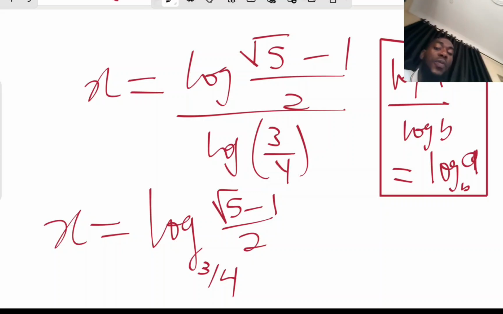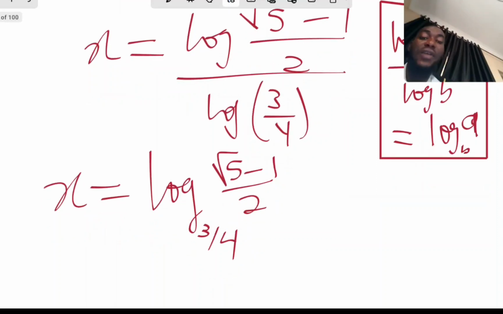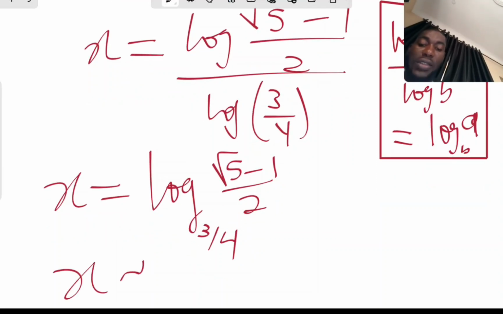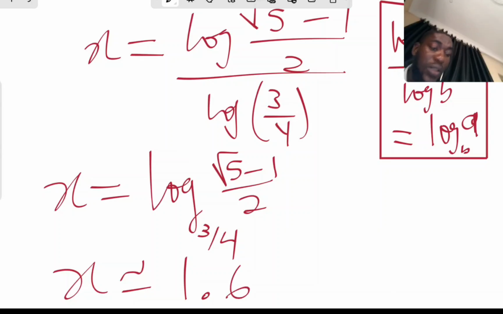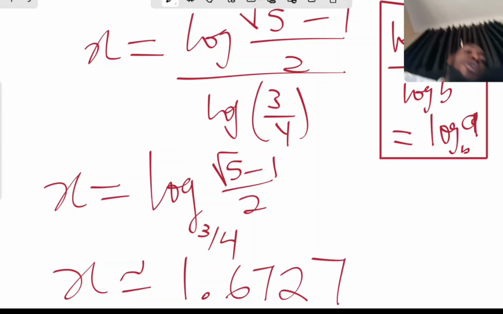So the approximate value of x now, if we press this in our calculator, this is our final answer. We are going to have an approximate value of x as 0.6727.